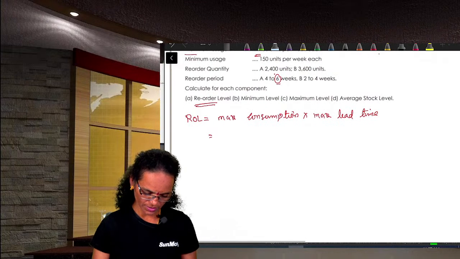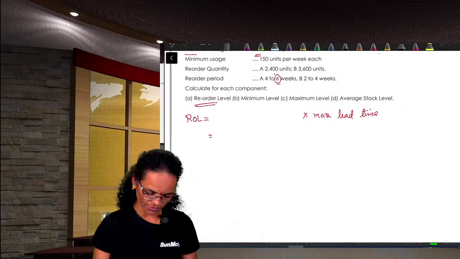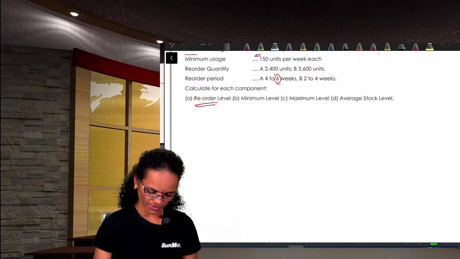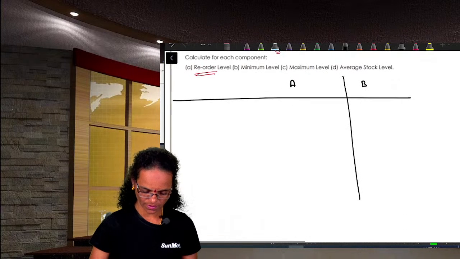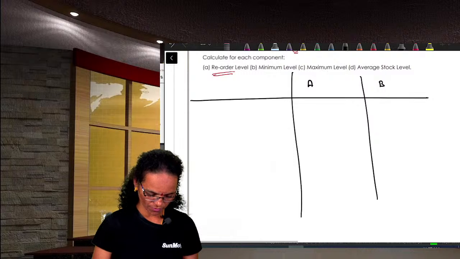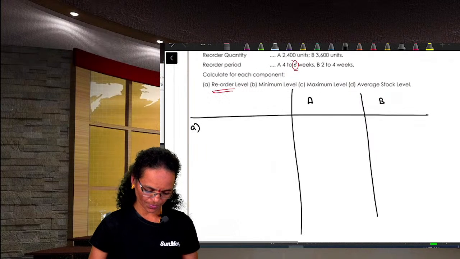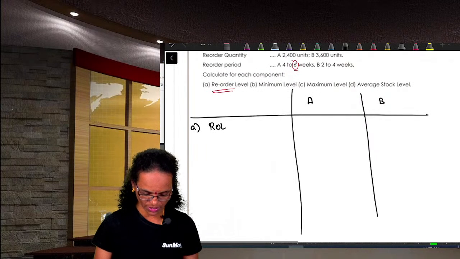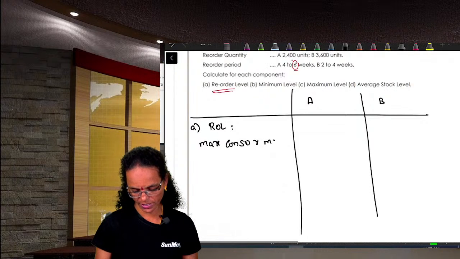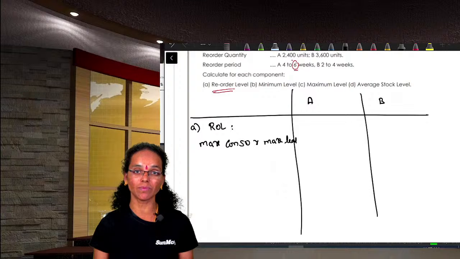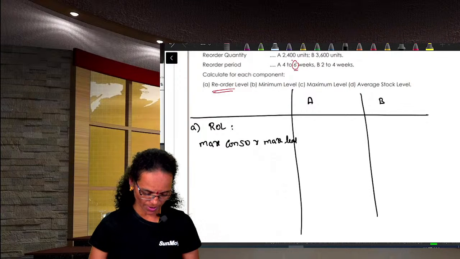Or else I will write in this way. A, B. The first one is reorder level. The formula for this is maximum consumption into maximum lead time, the maximum time taken by the supplier.